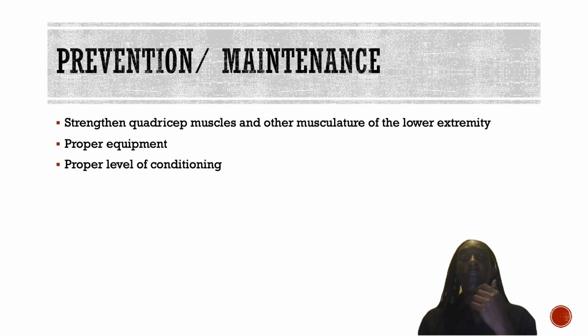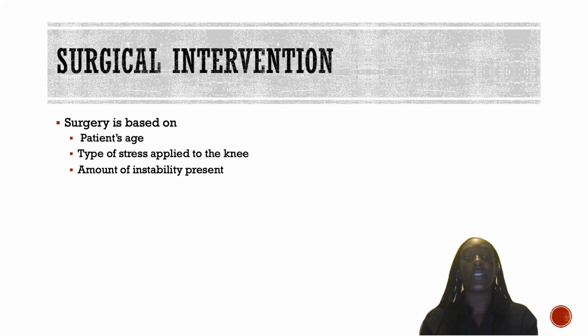Proper equipment. So when the athletes are done, making sure that they are wearing their braces and adhering to training, and then having a proper level of conditioning. And then obviously we know that surgery is an option, and it depends on the patient's age, the type of stress applied to the knee, and the amount of instability that's present.